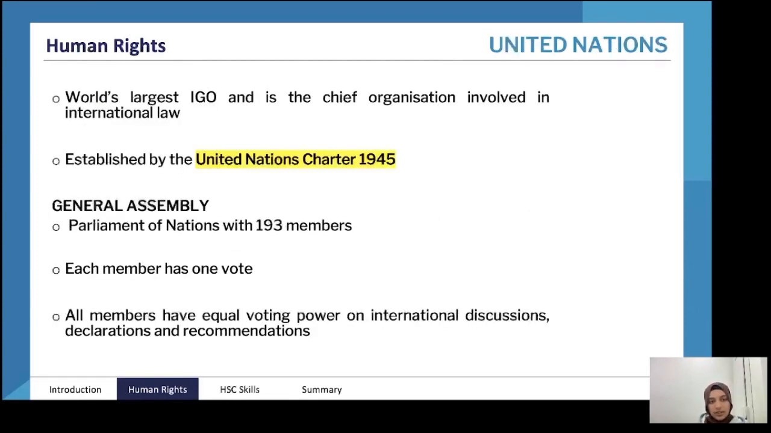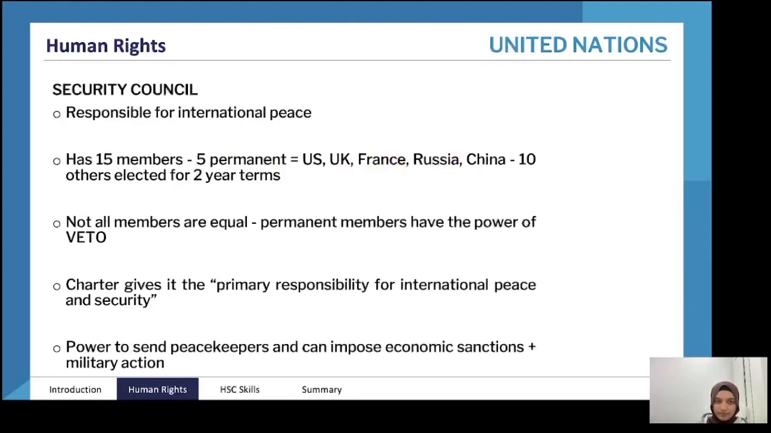So the United Nations is the world's largest IGO and is the chief organization involved in international law. It was established via the United Nations Charter of 1945. They have a General Assembly, the Parliament of Nations, with 193 members, each member has one vote, and all members have equal voting power on international discussions, declarations, and recommendations.